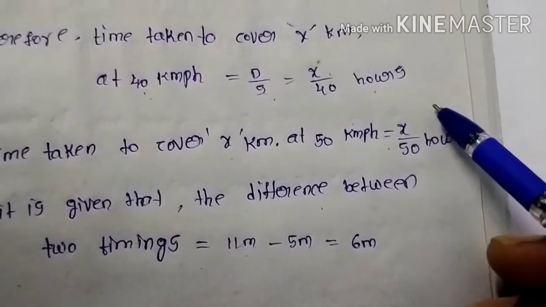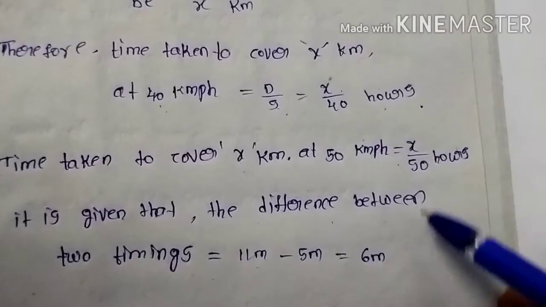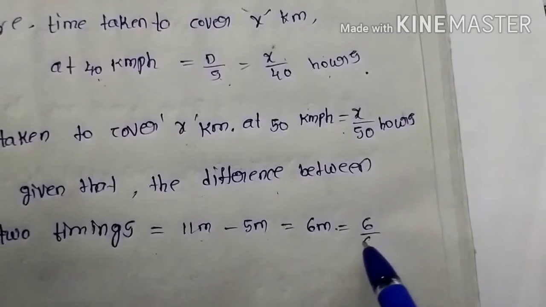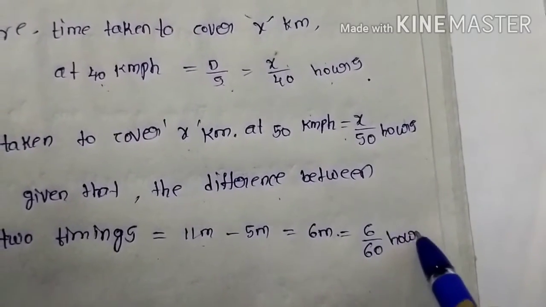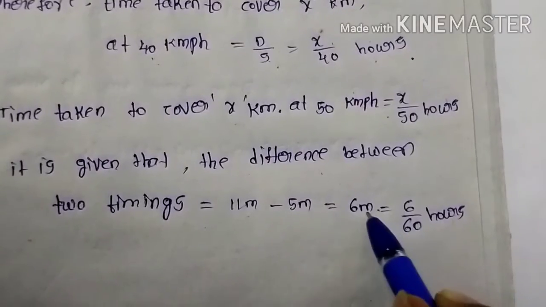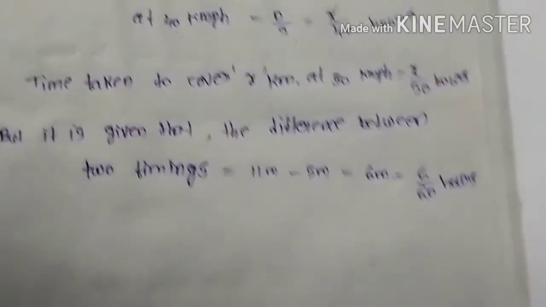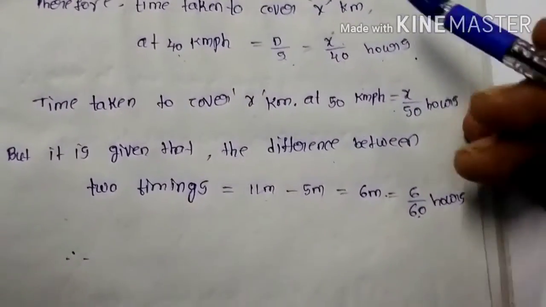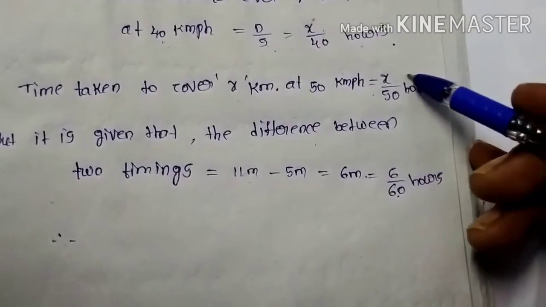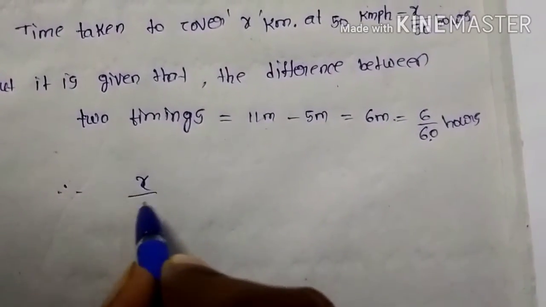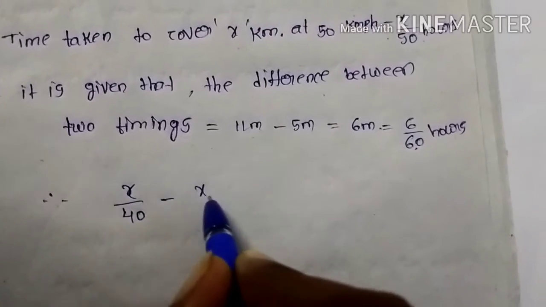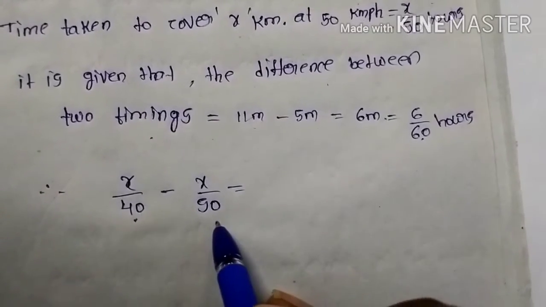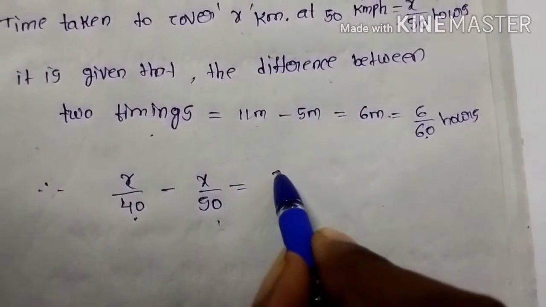Yes or no? But since the time is in hours, you have to convert minutes into hours. How can you convert? 6 by 60 hours. I just converted minutes to hours, which means you divide by 60. Therefore, the time difference between the two timings is x by 40 minus x by 50. X by 40 minus x by 50 is equal to the difference between the two timings. This is the first timing, this is the second timing.